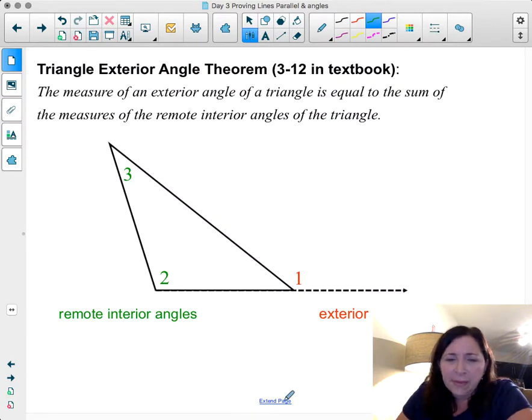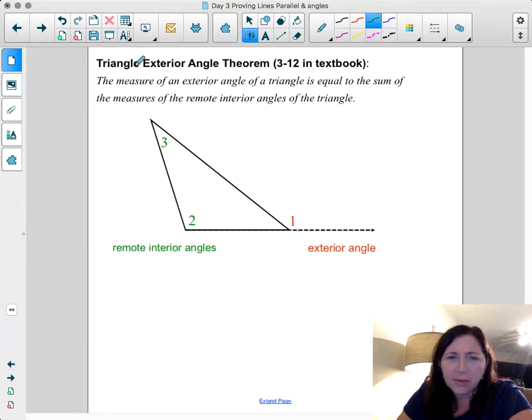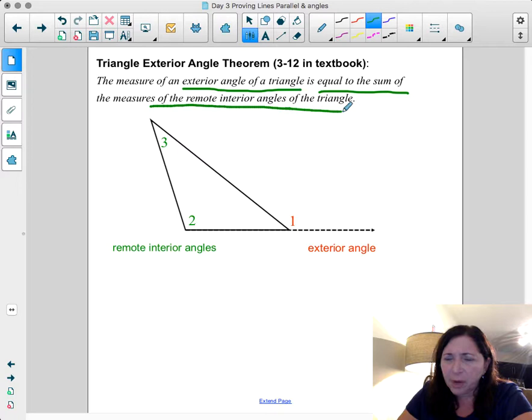So this right here has to do with the triangle exterior angle theorem. And this is actually very important. You're going to see this on a lot of your exams in the future, like your SATs. What this says is the measure of an exterior angle of a triangle is equal to the sum of the measures of the remote interior angles of the triangle.